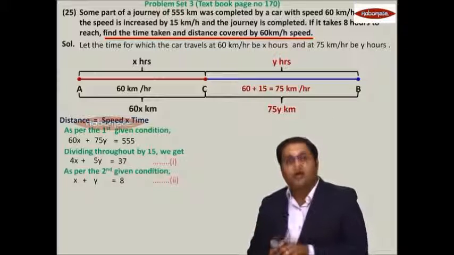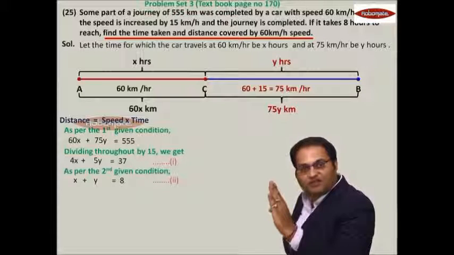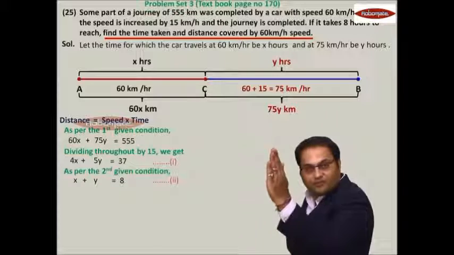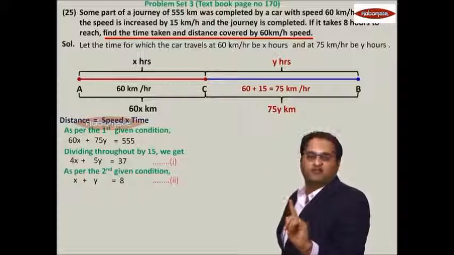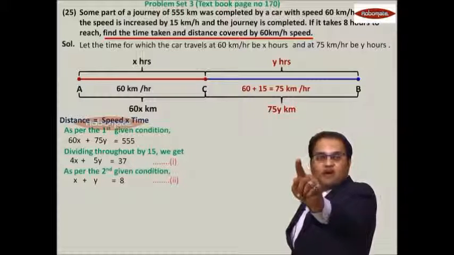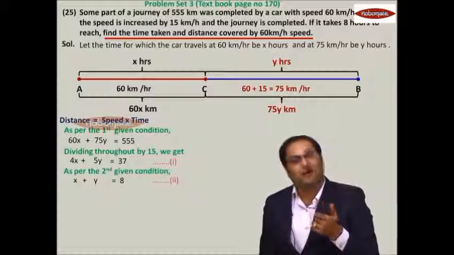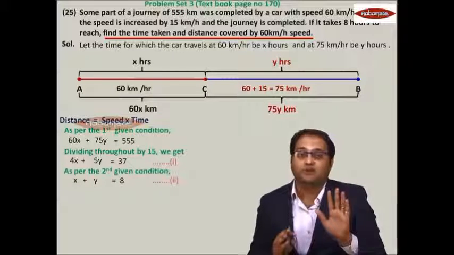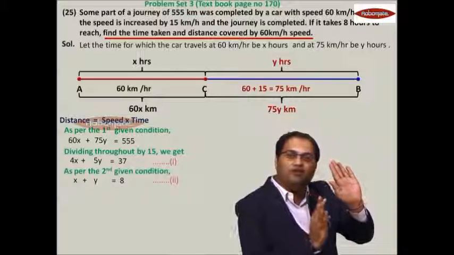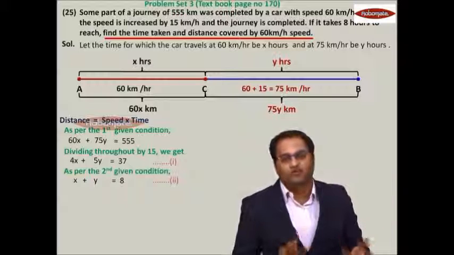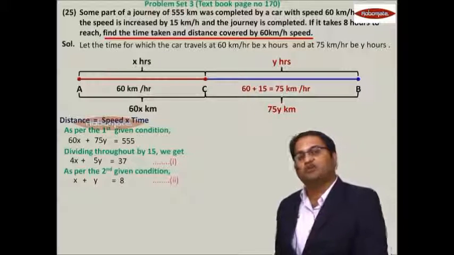But remember one thing, as far as this sum is concerned, what is the question? Find the time taken and distance covered at 60 kilometers per hour speed. That means, we only need to find the AC time and the AC distance. What is the AC time? X. And what is the AC distance? 60x. So we need to find the value of x and the value of 60x. In this sum, we are not interested in the value of y and 75y. We don't need to find the value of y because it is not asked in this sum. Right? So we will eliminate y by making the coefficient of y the same.